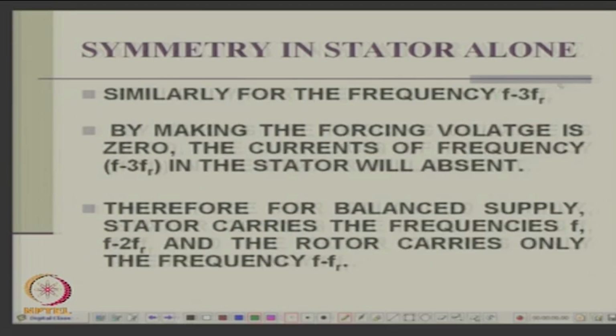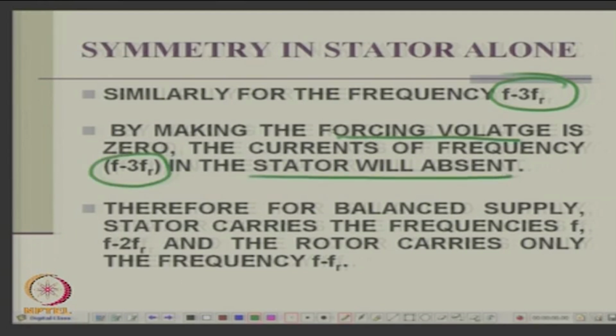Now, if you write an equation for f minus 3 fr, again you can know that the forcing voltage is 0, the currents of frequency f minus 3 fr in the stator will be absent. While you have f minus 2 fr in the stator, it will not induce f minus 3 fr in the rotor. Therefore, for balanced supply, there will be f in the stator, f minus 2 fr in the stator, and there will be only f minus fr in the rotor, no other frequency currents.